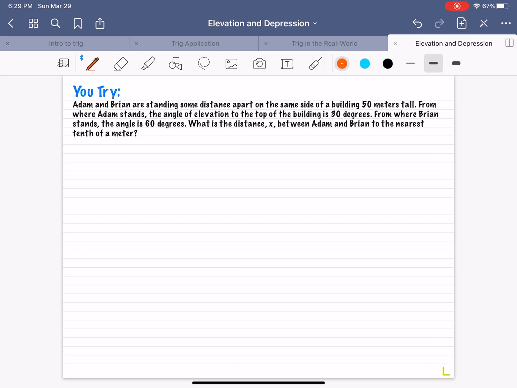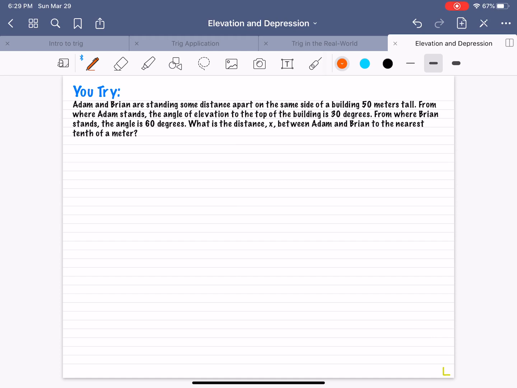Adam and Brian are standing some distance apart on the same side of a building 50 meters tall. From where Brian stands, the angle of elevation to the top of the building is 30 degrees. From where Brian stands, the angle of depression is 60 degrees. What is x? The distance between Adam and Brian to the nearest tenth of a meter.